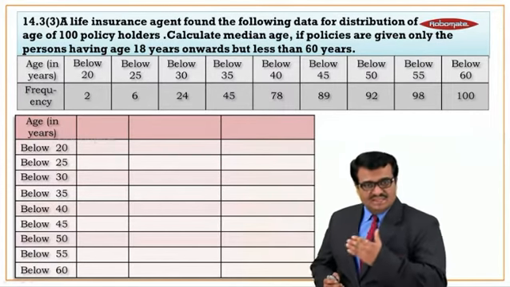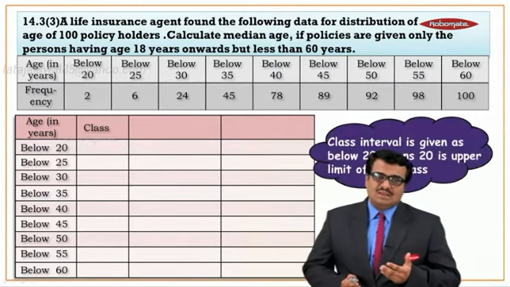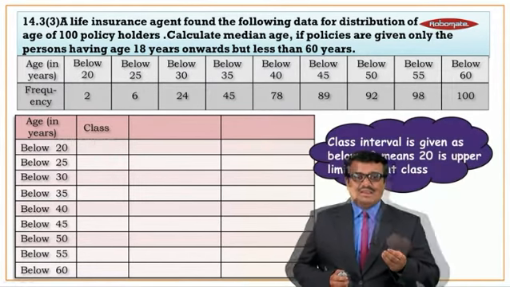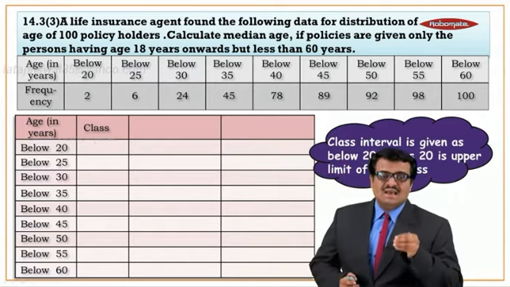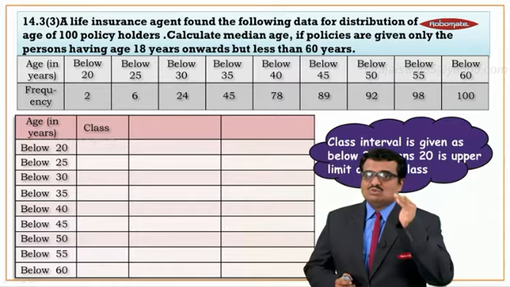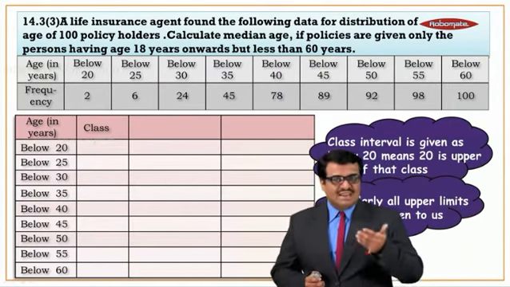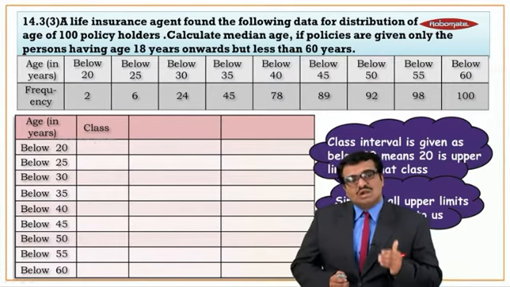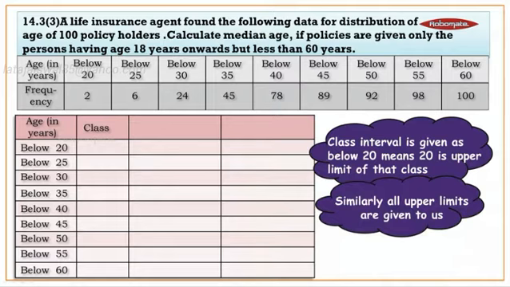Now how to get the continuous classes, let us understand. Since class interval is given as below 20 years, it means 20 is the upper limit of the first class. Similarly, all the upper limits are given to us. The second class is below 25 years, which means 25 is the upper limit of the second class. Below 30 years is given in the first column, so 30 is the upper limit of the third class, and so on.